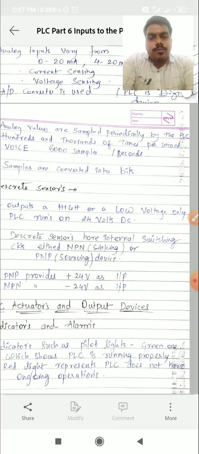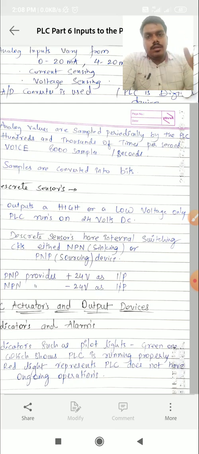That PNP type sensor, we denote it as a source. It is a source device. If the sensor is a source device, then the input module of the PLC will be a sink device. Source device, sink device: sensor and input module. If the sensor is a source, then the sink will be the PLC input, and vice versa.